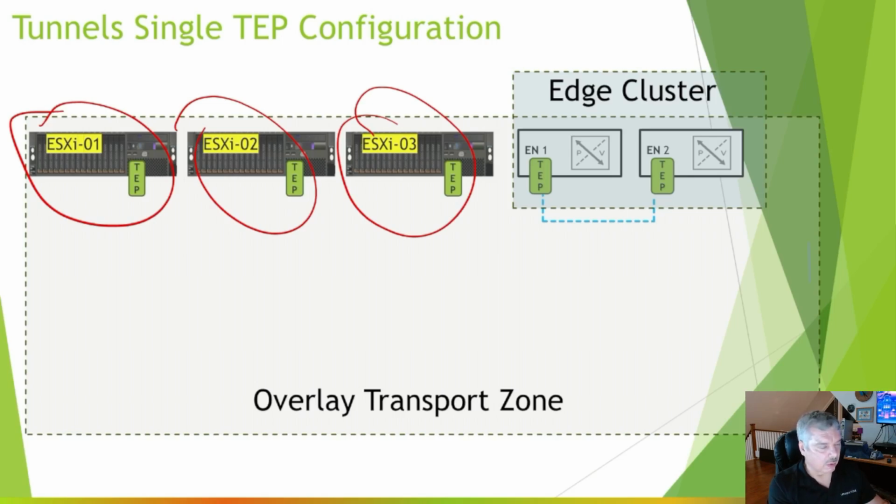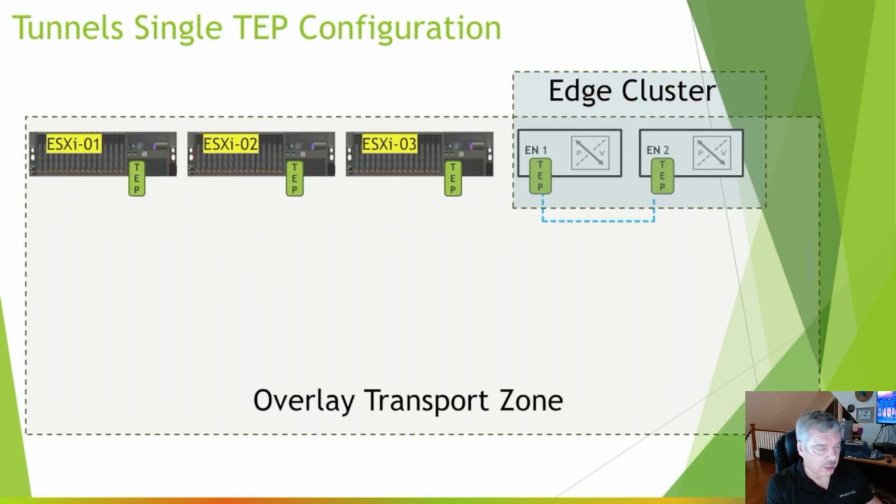Anyways, I've got 3 hosts in this picture just to keep it clean. I've got an edge cluster with 2 edge nodes. Again, this is just a single TEP configuration, not really a leading practice or recommended solution, but hey, let's learn how to walk before we run, okay? You'll notice I have no tunnel set up. Why is that? There's no VMs running on these hosts.